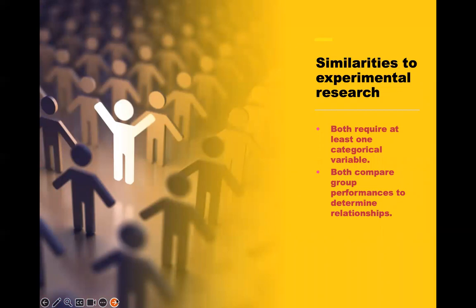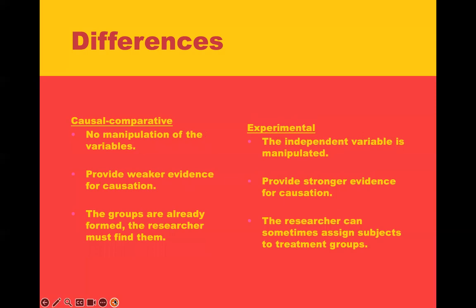In terms of experimental research, causal comparative and experimental research have similarities too. They both require at least one categorical variable, and both compare group performances to determine relationships. Actually, there are more differences. But the differences between causal comparative and experimental is this.